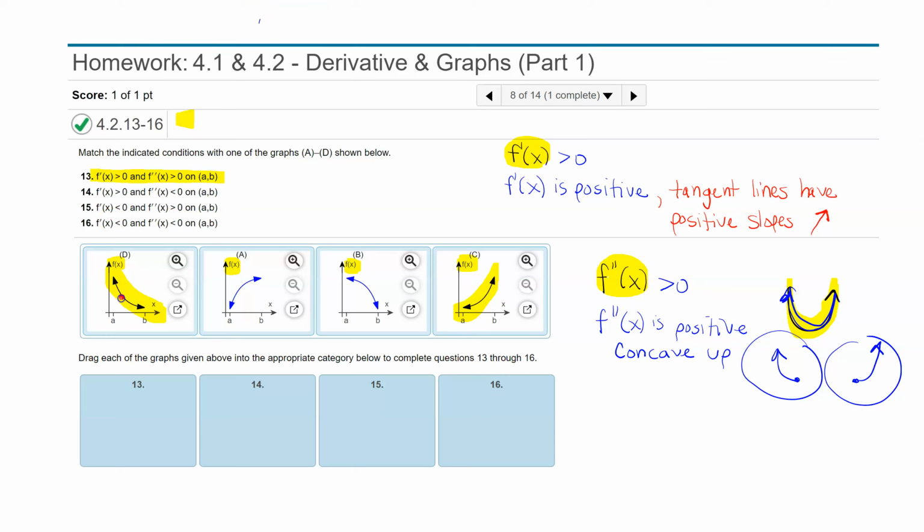So if I pick any point on that graph, I can see in graph D, the tangent line is pointing down. That means the first derivative would be less than 0. The first derivative would be negative. Whereas in graph C over here, if I pick a point on that curve, my tangent line would be pointing up. That means that the first derivative would be greater than 0 at that point, or positive. And that's what we're looking for in description 13. So I would drag graph C to 13.